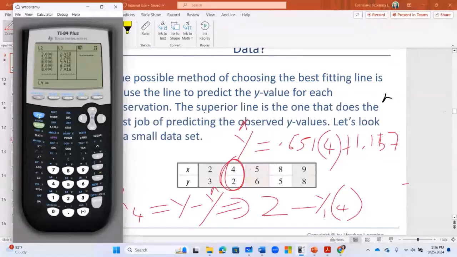Okay, so I'm just going to do second L2 minus L3. And if I hit enter, I'll populate my list. Notice I have all the negatives, everything we had before. So I found the residuals.